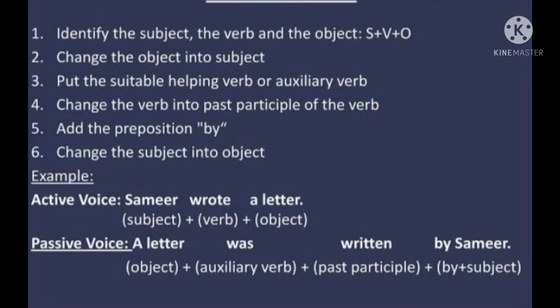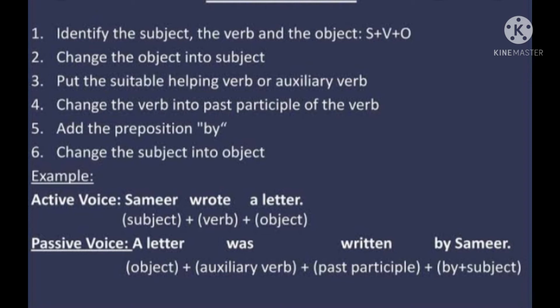Once again, let us discuss the 5 points. Identify the subject, the verb and object of the sentence. After that, you have to change the object and subject. In the object place, you have to write the subject, and in the subject place, you have to write object. Then put suitable helping verb or auxiliary verb.